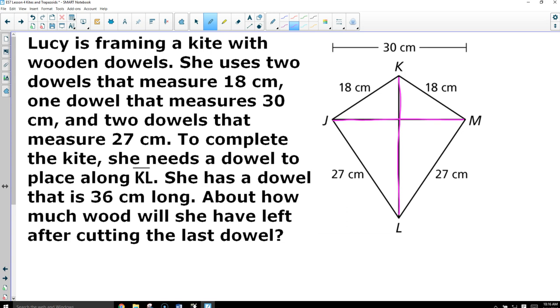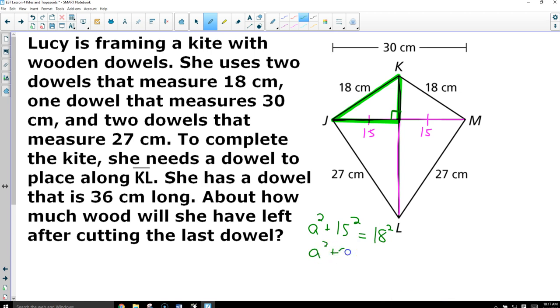So we know that it's going to be less than 36 centimeters to make that KL. What I know is that this diagonal is cut in half. So both of these are 15 and 15. I also know that the diagonals of a kite are perpendicular to each other. So now what I'm going to highlight in green is a right triangle. So whenever I have a right triangle and I know 2 sides, I'm going to simply use Pythagorean theorem. So a squared plus 15 squared is equal to 18 squared.